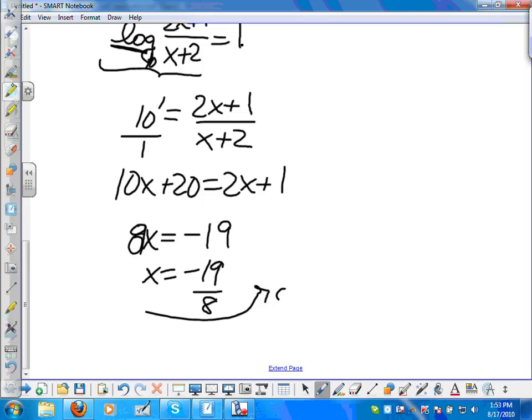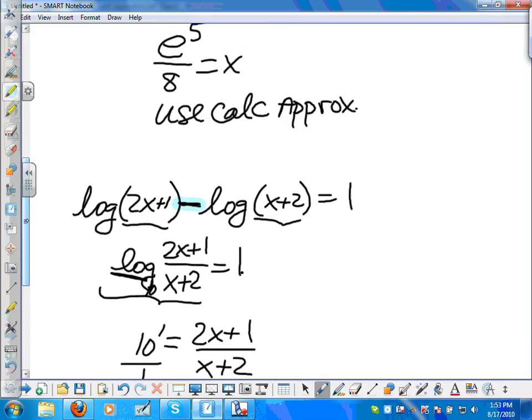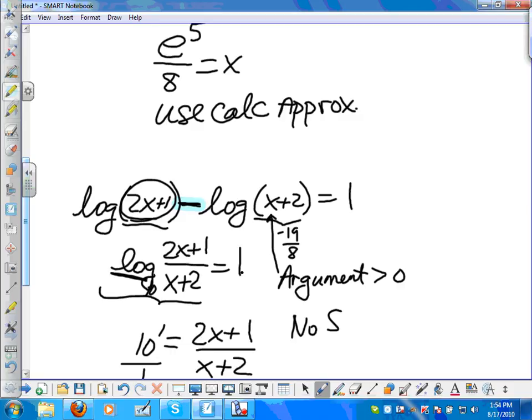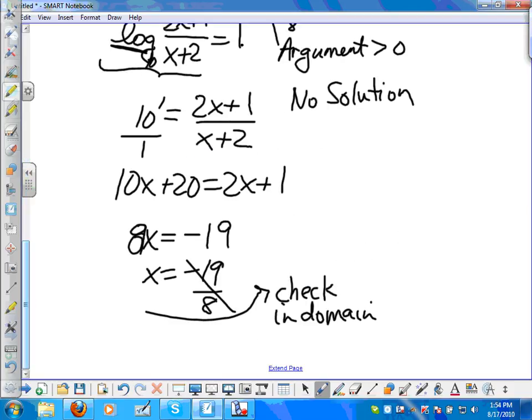And then we need to check to see if this is in the domain, see if this works. We can always check the domain at the beginning of the problem. When you have a log, the argument, the stuff inside the log has to be greater than 0. Can't be equal to 0, it has to be greater than 0. So if I plugged in negative 19 eighths into x plus 2, that's going to give me a negative. So what does that mean? That means there's no solution to this problem because the solution that we did get doesn't work, which means it's extraneous, and that means we have no solution to this problem.